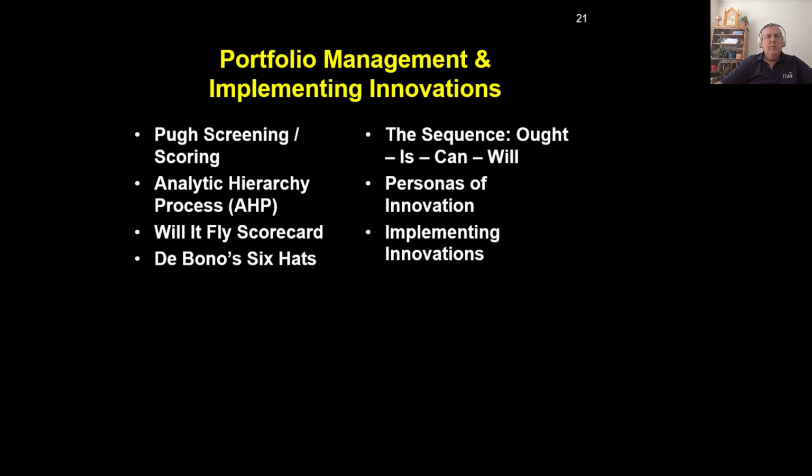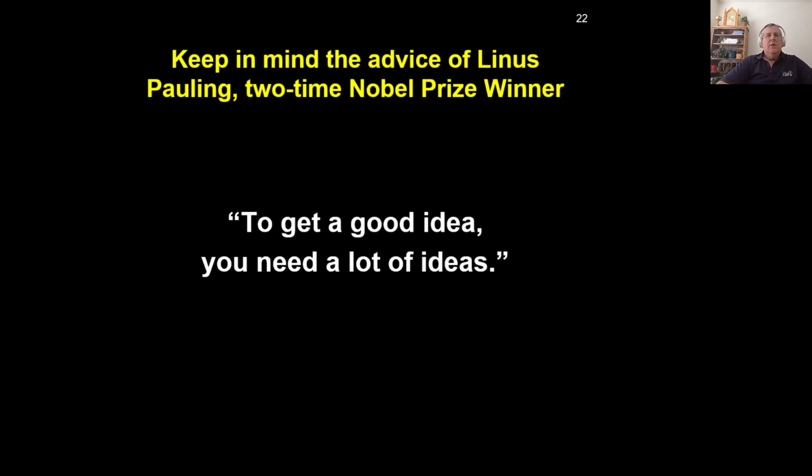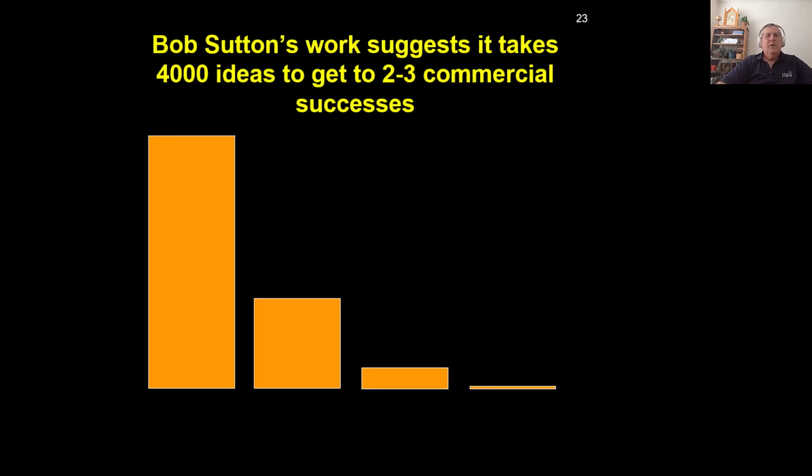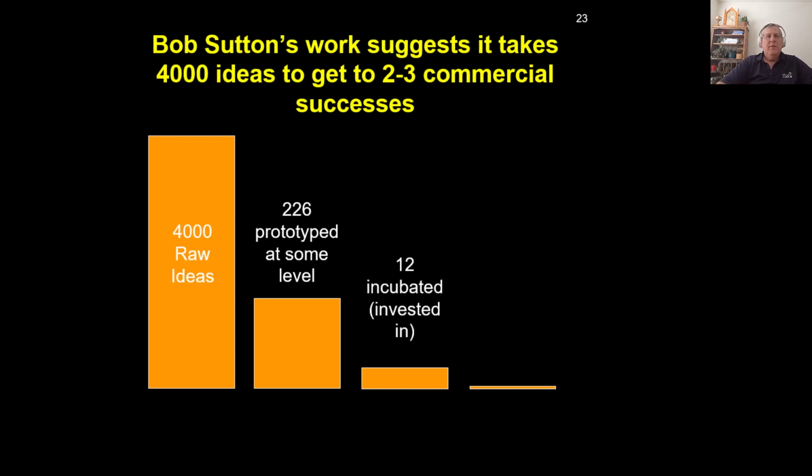for drawer number 3, portfolio management. So just a thought here, to get a good idea, you need a lot of ideas. Bob Sutton's done a lot of research in this. He says it takes about 4,000 ideas to get 2 or 3 commercial successes. 4,000 raw ideas, 226 of them will get prototyped to some level. 12 of them might get further incubation and investment. And a couple of those might actually come out and you don't regret having done them. In other words, we'll call them success.